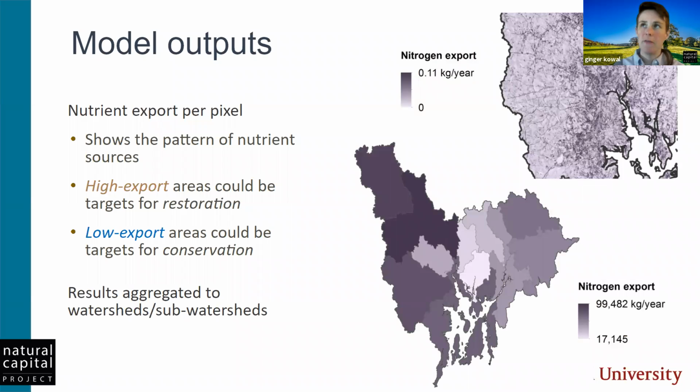The outputs from the NDR model are both on the pixel and the subwatershed basis. So you'll get a raster of nutrient export per pixel, like you see in the upper right-hand corner here. That shows annual average nutrient export reaching the stream from that pixel. This shows you which parts of the landscape are contributing to nutrient loads in the stream and which are not contributing very much nutrient. You'll also get results aggregated up to subwatersheds, similar to SDR.